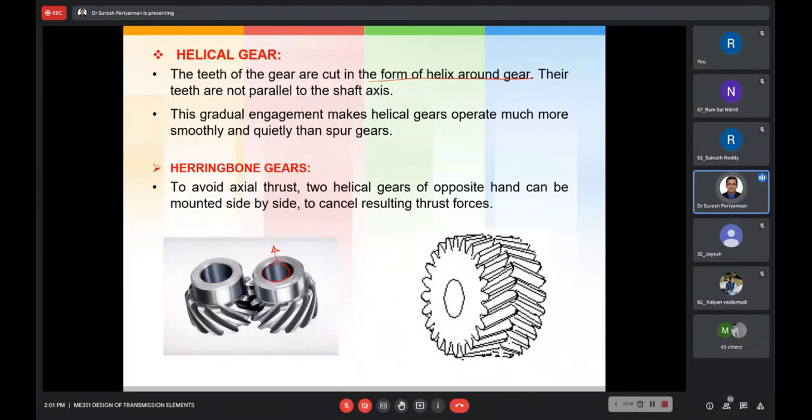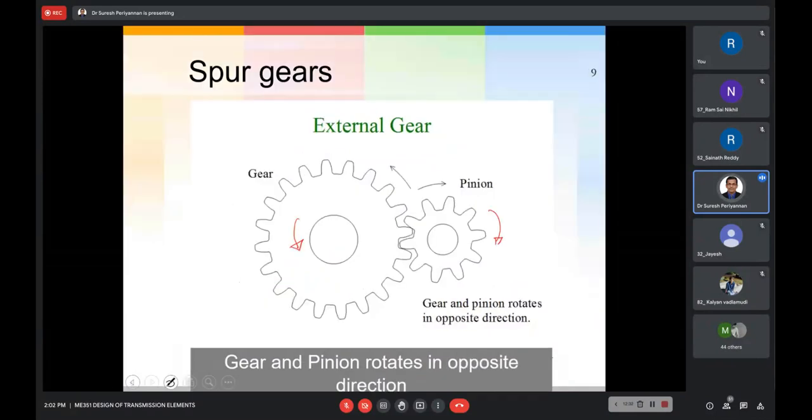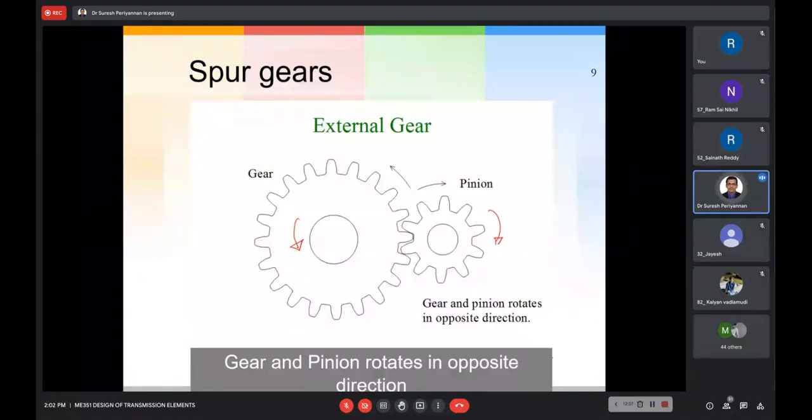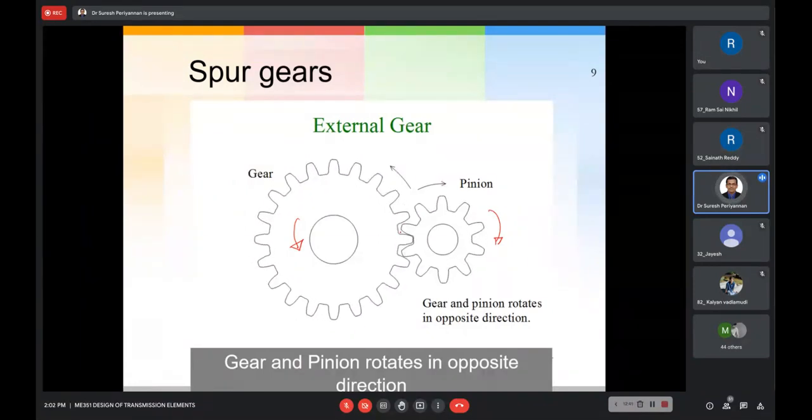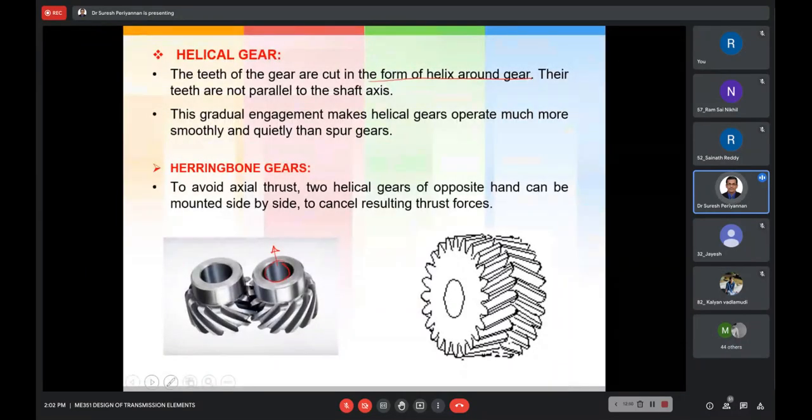Now here in spur gear, the engagement and the disengagement happen suddenly, because the angle of cut is 90 degree, parallel to the shaft. Hence, engagement and disengagement happen suddenly when the gear and pinion are functioning. Now, in this helical gear, the engagement and the disengagement happen smoothly, and the helical gear can be used for high power transmission. Now, this is the comparison. Helical gear applications have smooth functioning, and it can transmit more power as compared to spur gear.